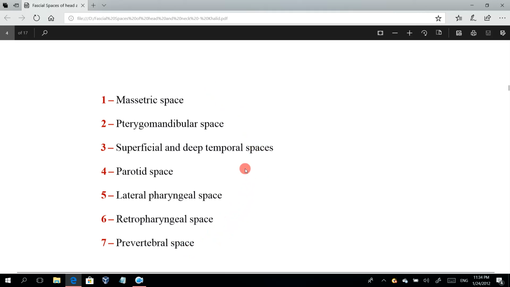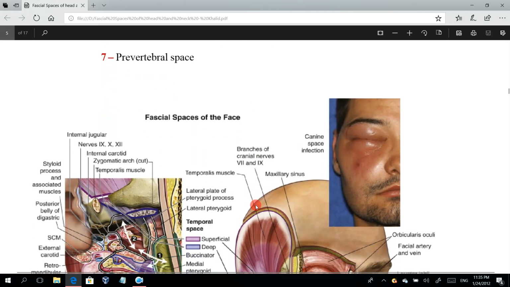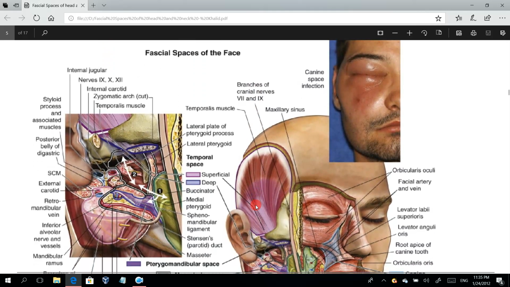Secondary spaces, that is to say, after the infection occurs in the primary spaces, infection may spread and reach these areas or these spaces, so they are called secondary spaces, and there are 7 spaces. Here, this picture, very nice picture, shows you some of these facial spaces here in the face, of course. Now we will talk about the face and neck.